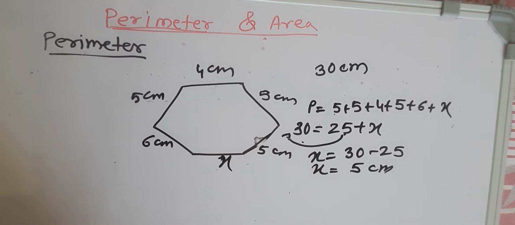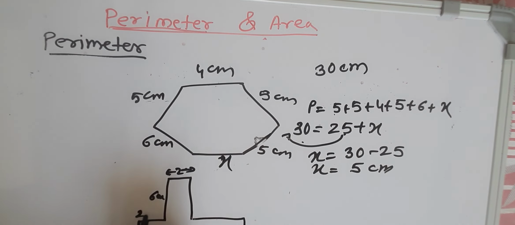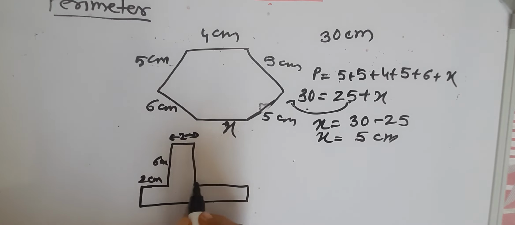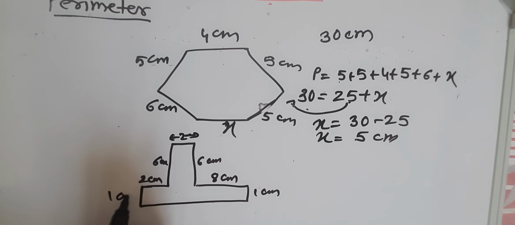This type of sums are asked in exams, where they have given the total perimeter, they have given the value of a few of its sides, and they can ask you to find out the length of that particular side. Similarly, with different types of figures, suppose these are all of the same length, they can give you the value of this side, 2 centimeter. Okay, this is 6 centimeter, again this is 8 centimeter, and this is 1, and they might ask you to find out the perimeter of the given figure.